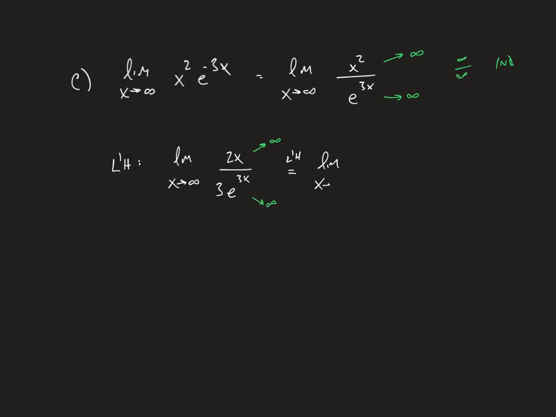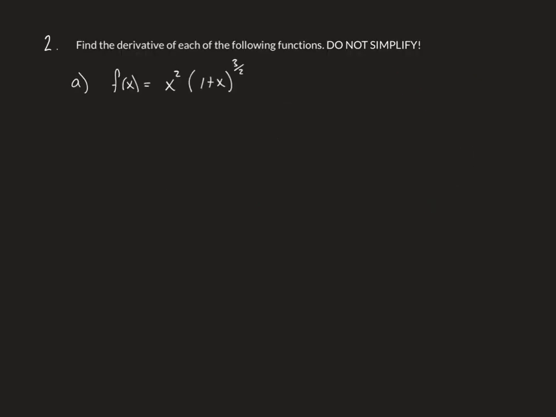Limit as x approaches infinity of, now it's 2 over 9e to the 3x. And so this time our numerator is not going to go to infinity. Our numerator is just 2. But as the denominator goes to infinity, this whole thing is of course going to approach 0, because when the denominator is growing exponentially and the numerator is staying the same, we're approaching 0.